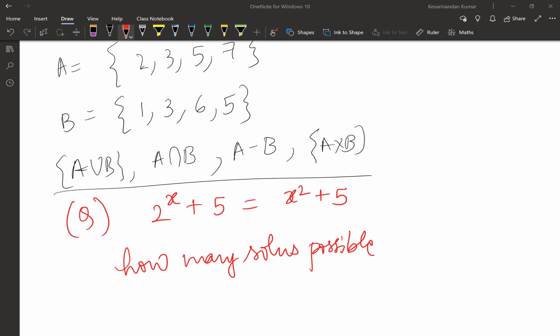Uttam, I didn't ask for the interval value. I just wanted the number of solutions. That's it.